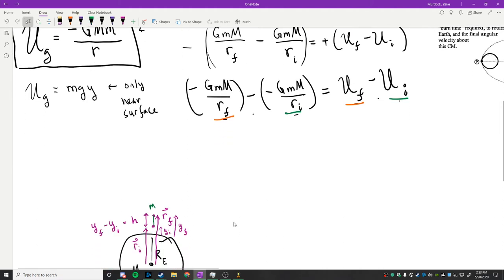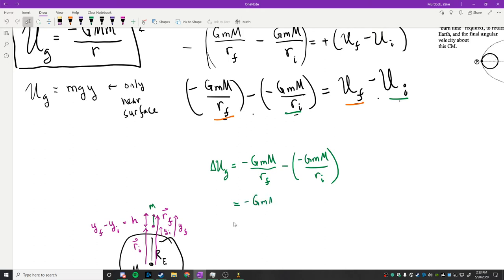So we would say that the change in potential energy for this object should be equal to negative G little m big M divided by r final, minus negative G m M over r initial. So it's basically negative G little m big M times 1 over r final minus 1 over r initial.